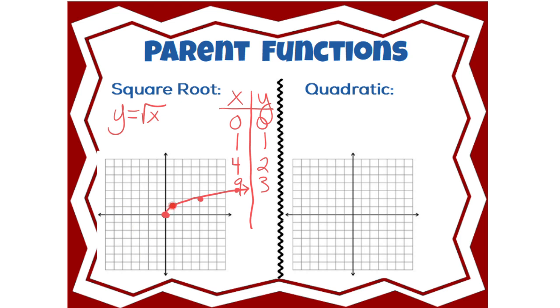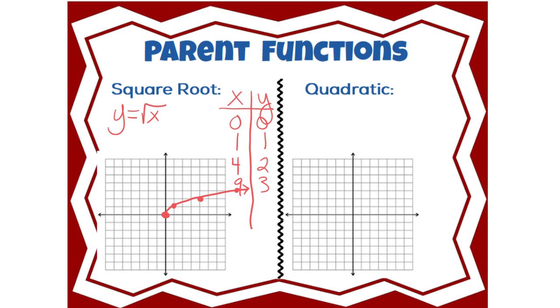You might notice the shape of this is a sideways parabola. Now it's only the top half because if I put in the bottom half, I would no longer have a function because it wouldn't pass a vertical line test. This does not have a plus or minus in front of it. It's just the positive square root. So I just have the top half of that thing.